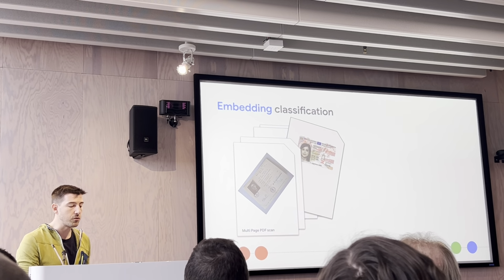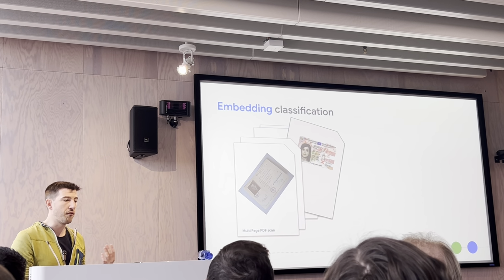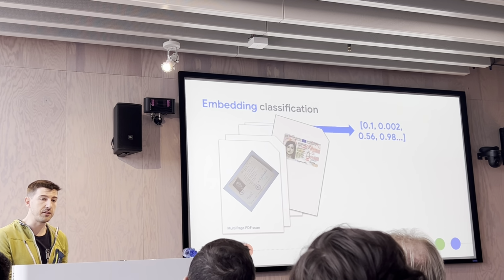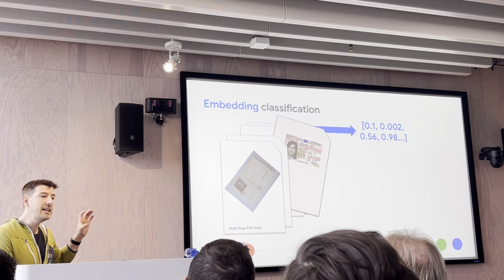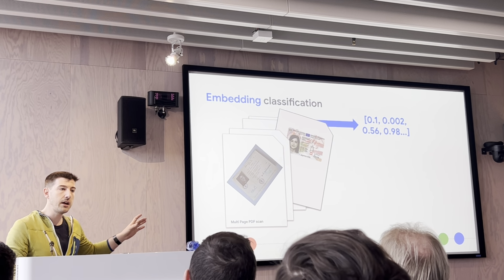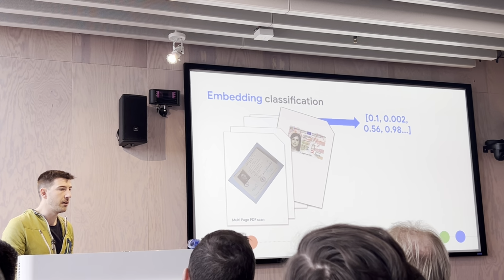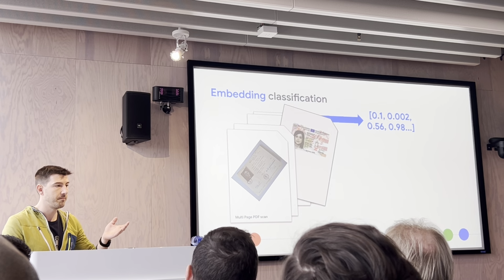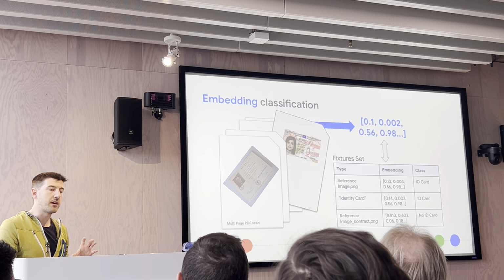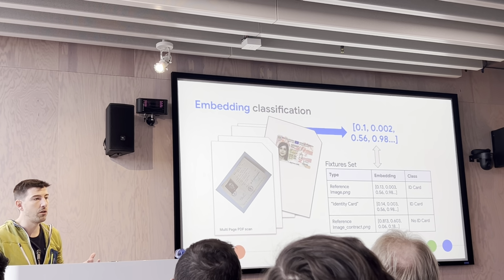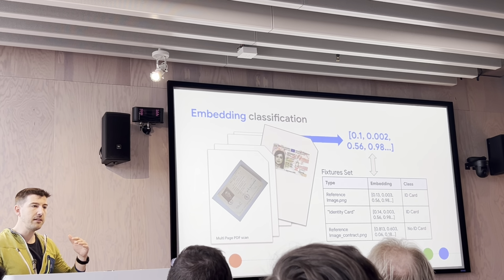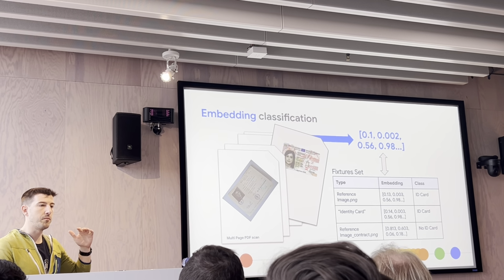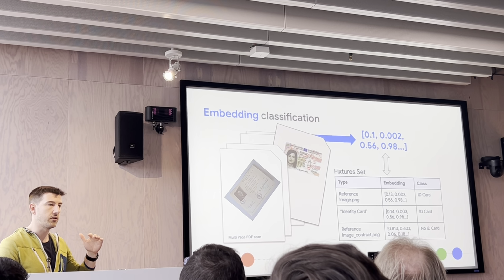So we came up with an approach of using embedding classification beforehand to pre-filter all of this. We utilize these multimodal embeddings. We take each individual page and, using the Vertex AI Python SDK and the Vertex API, come up with this embedding. And then what we built with this company is a relatively small fixture database, a database where we used roughly 500 different documents where we know they are actual ID cards.